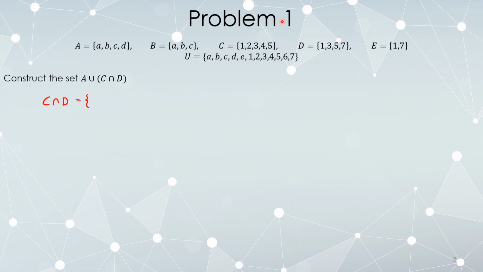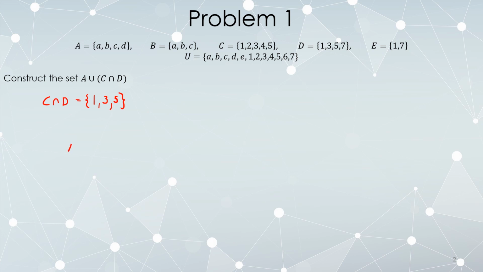So 1 is in C, 1 is in D, those are both true. So the "and" statement is true, so I'm going to put a 1 into this intersection. 2 is in C, but it's not also in D, so it doesn't go in the intersection. 3 is in both, so it goes into the intersection. Then 4 is in C, but it's not in D, so it doesn't go in the intersection. 5 is in both, so it goes in the intersection. 7 is in D, but it's not in C, so it doesn't go in the intersection. So we're done constructing C intersect D.